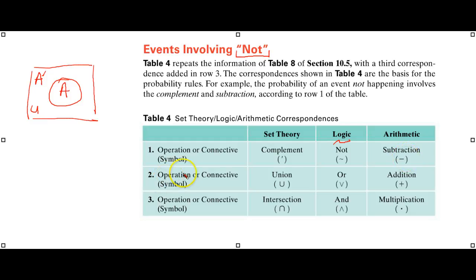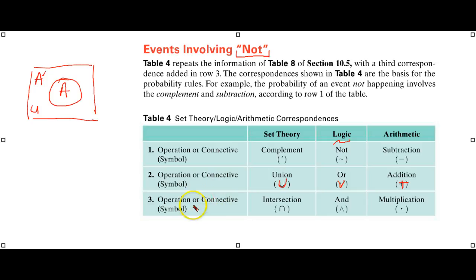Now, the operation symbol or the connective, where we're talking about union, we had that special shaped U. In logic, we had the word or, and we had the upside down caret, and of course this is addition. We have a plus.